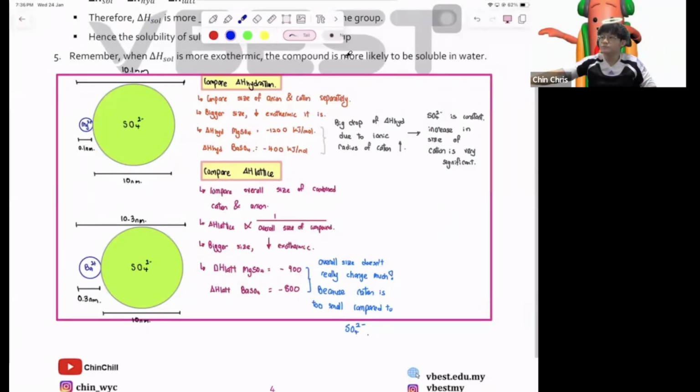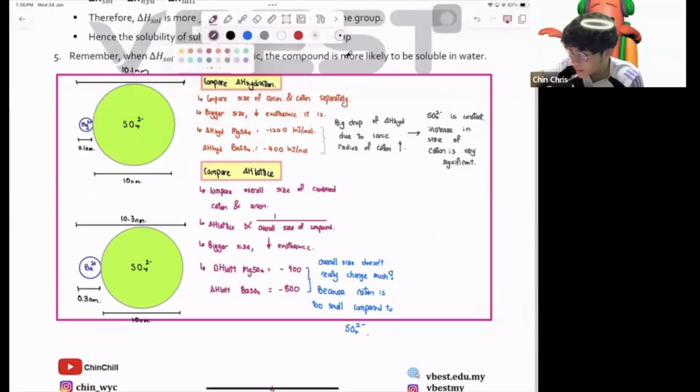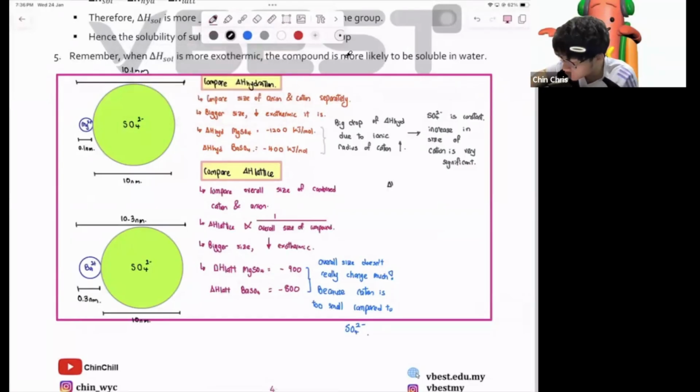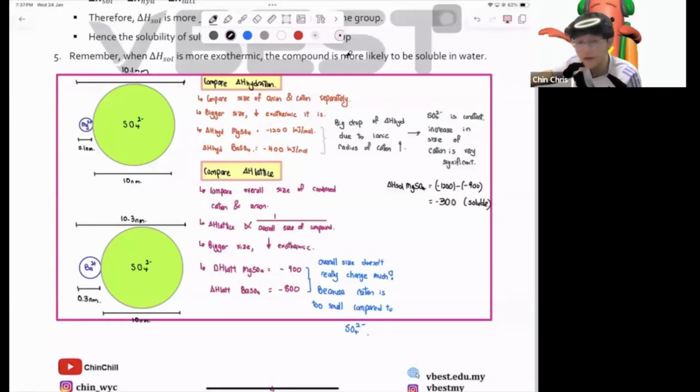Right, guys, please write it down. To conclude, if we were to calculate my delta H solution of MgSO4, I know it's hydration minus lattice, negative 1200 minus negative 900. I get negative 300 still, which makes it soluble. Am I right?